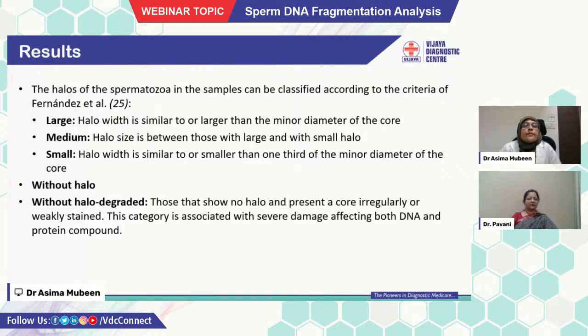Then the halo size in between the large and the small halo will be the medium one, and the small one will have a halo similar to or smaller than 1/3 of the minor diameter of the core of the nucleus. And we also see that some of the sperms will present a core that is irregularly or weakly stained. This category is associated with severe damage affecting both DNA and the proteins.